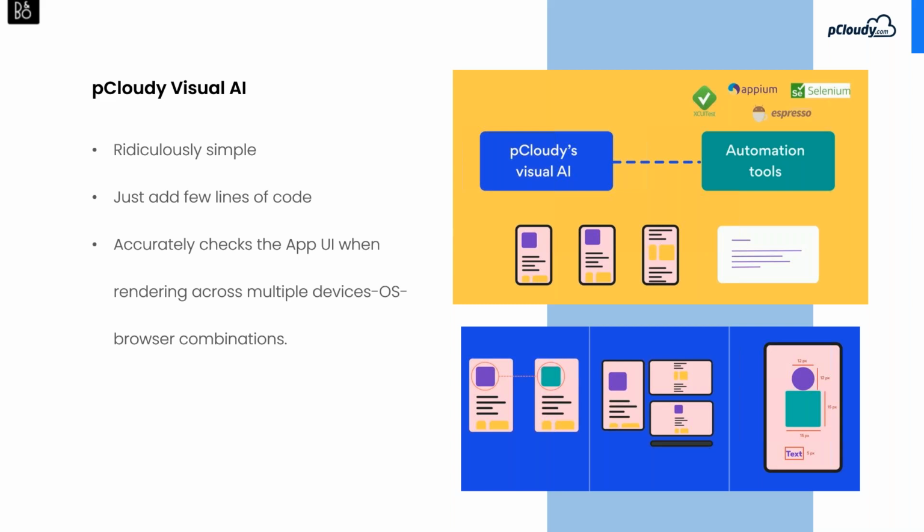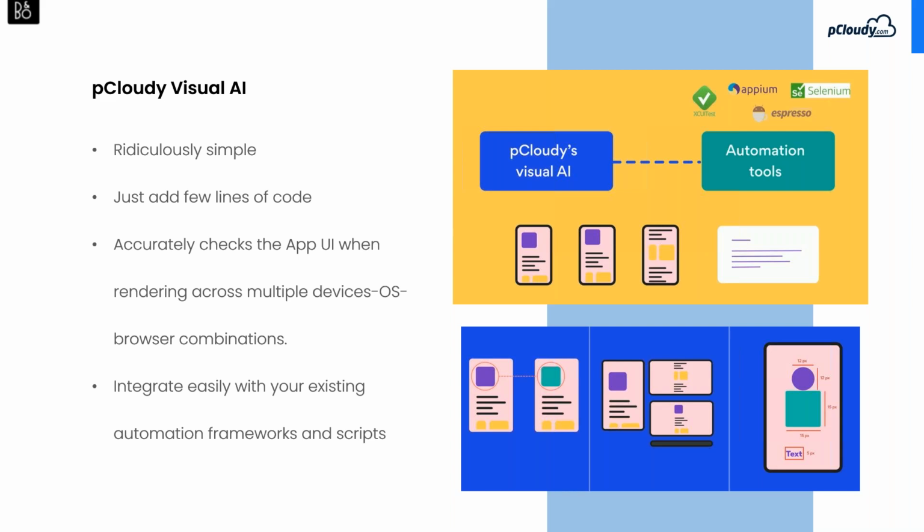So you can do it at a much faster pace, and as I said, it can be easily integrated with your existing automation framework, right? This pCloudy visual AI plugin makes your visual testing very smart, easy, and simple. The plugin also helps you compare screenshots with the baseline image and spot any differences instantly.